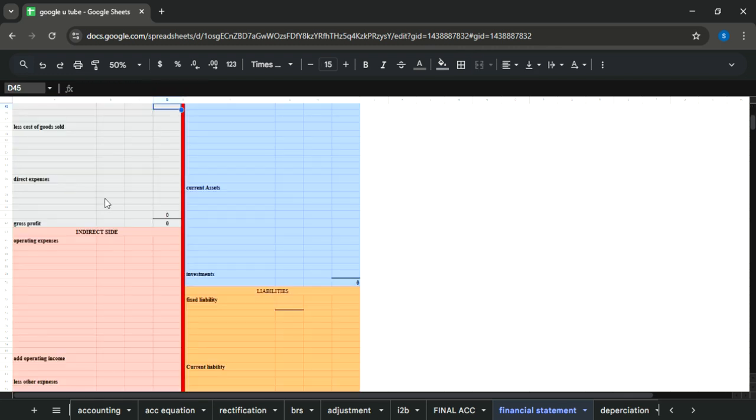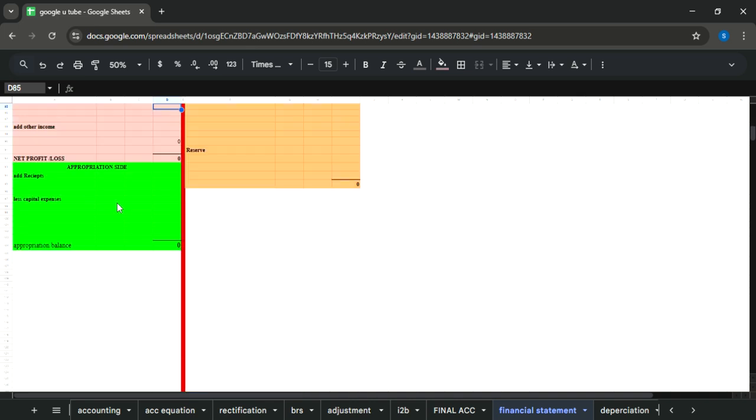The proforma is ready. On the left side we have three parts. The first part would be used to calculate our gross profit. Then we have the indirect side, which would be used to calculate our net profit. Then finally the third part, a relatively smaller part, would be used to calculate the appropriation balance.